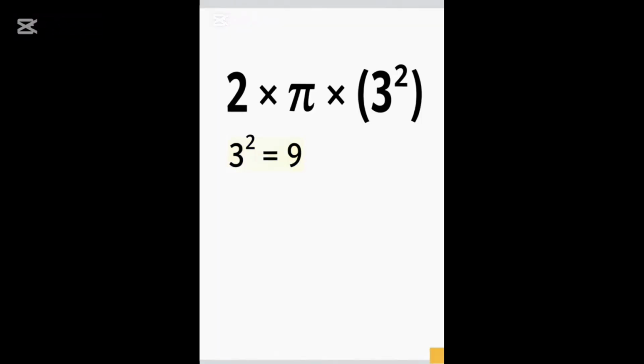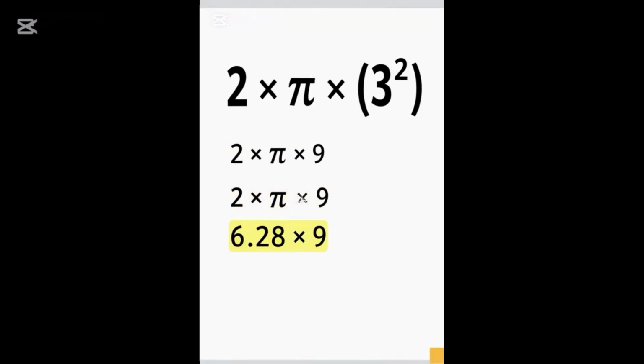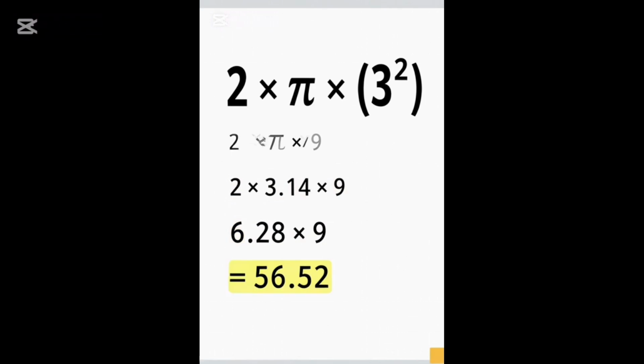First, square the radius to get 9. Then multiply 2 with pi, and finally multiply by 9 to get the flat surface area. This is the flat surface area of the cylinder, 56.52 square centimeters.